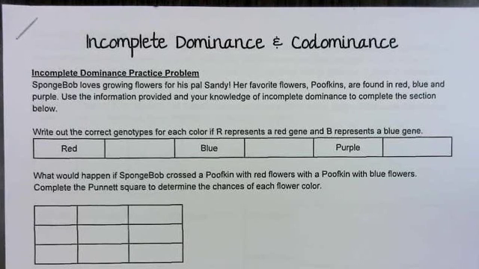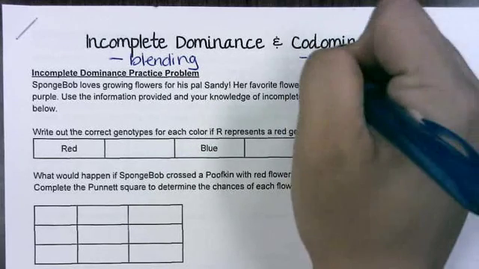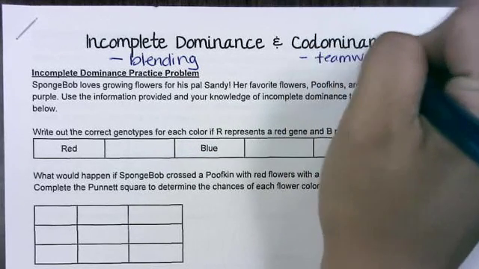Okay, so in this video, I'm going to talk about incomplete dominance and codominance. Incomplete dominance is where the two alleles blend together. So here we see the blending of colors or the blending of traits. And then on codominance, this is where the alleles work together. So it's much like teamwork.